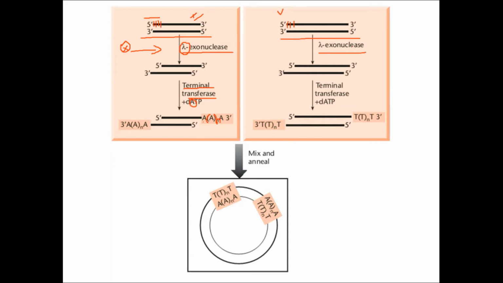Similarly, a vector treated with the exonuclease produces sticky ends. Here also it is treated with the terminal transferase, with the addition of thymine. So here thymine nucleotides are sequentially arranged. After some time, we add the inhibitor of terminal transferase, so the reaction is stopped. Finally, we can easily isolate it using centrifugation.